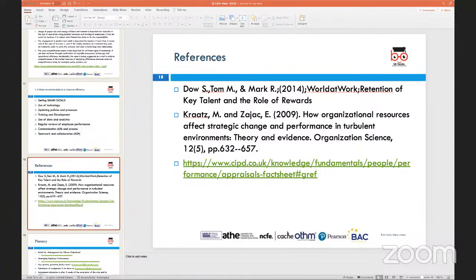And these are the bits that I would suggest that you do an additional bit of reading on, and they would be related to this particular learning outcome, to get a bit more understanding on how performance and performance management is essentially looked at within the organization.